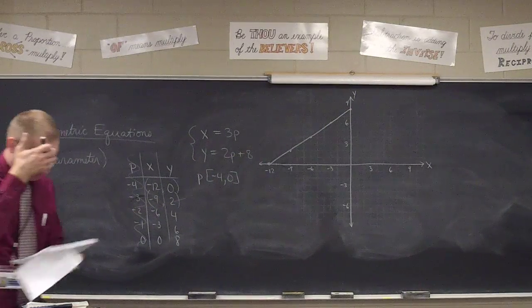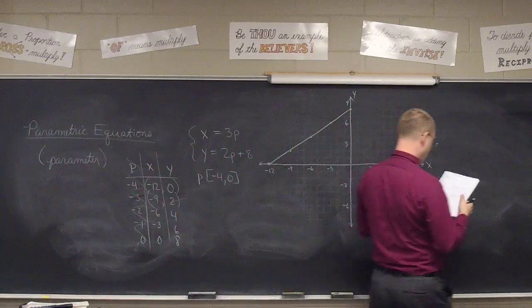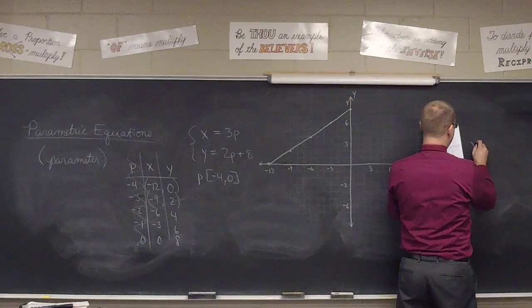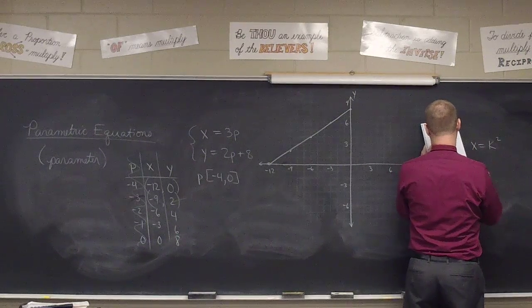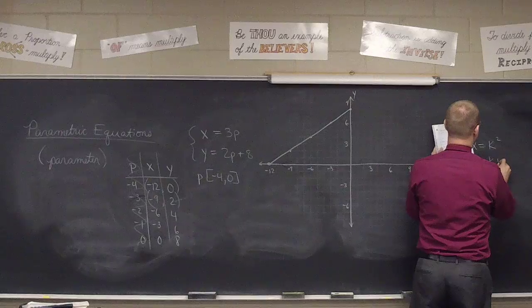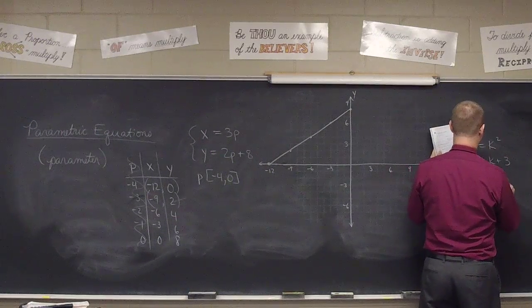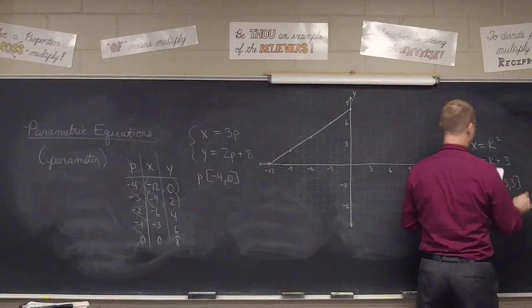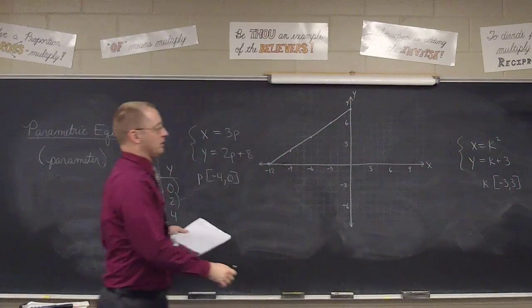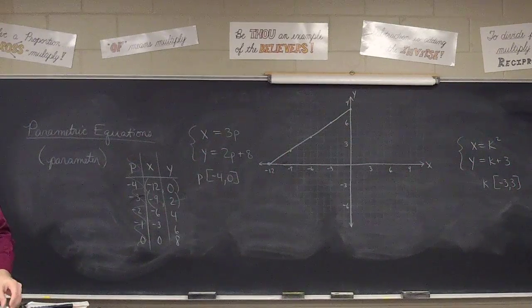Write this one down. Let's take x equals k squared and y equals k plus 3. And let's limit k between negative 3 and 3. You can use the same graph grid, I suppose, that you just had a moment ago. Maybe use a pen instead of a pencil, or a different color of ink, or a pencil instead of a pen, just to show the contrast. I'll go with yellow chalk here.